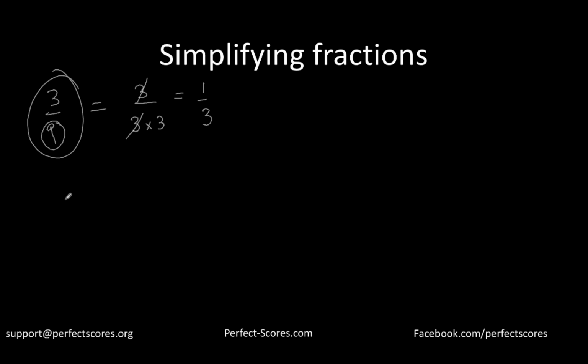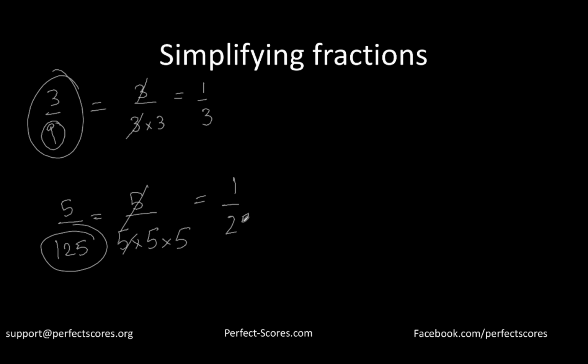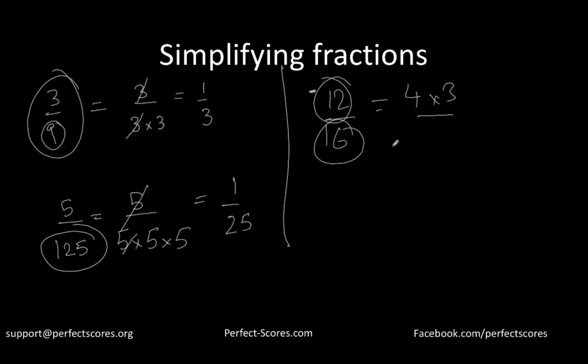Let's suppose you have 5 over 125. Now you know that 125 consists of three 5's, so you can get rid of this 5 and just have 1 over 25. This is what we call simplifying fractions. You should know how to simplify fractions. Let's say I have, for example, 12 over 16. A 12 is made up of a 4 and a 3, and a 16 is made up of a 4 and a 4.